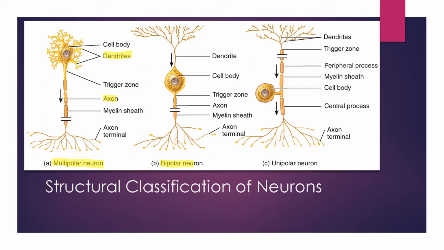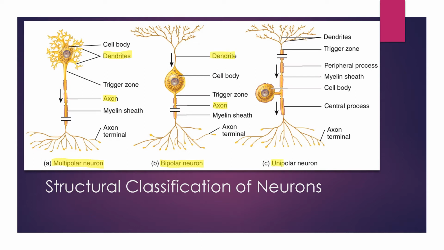Bipolar neurons, these are found in the retina of the eye. Mainly, they're also found in the inner ear and the olfactory or smell area of the brain as well. So they will have one axon and one dendrite, bipolar.